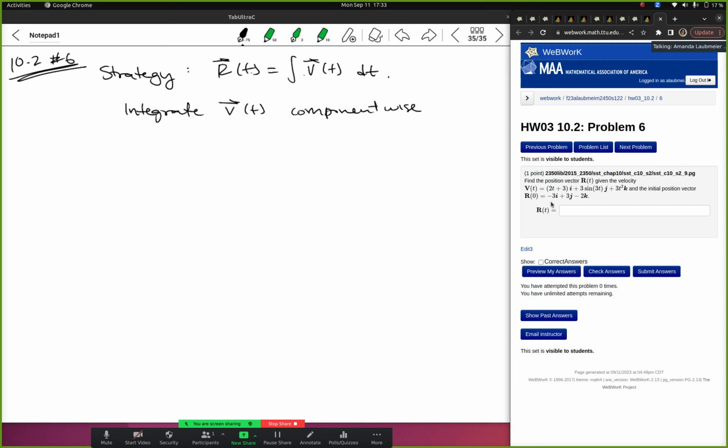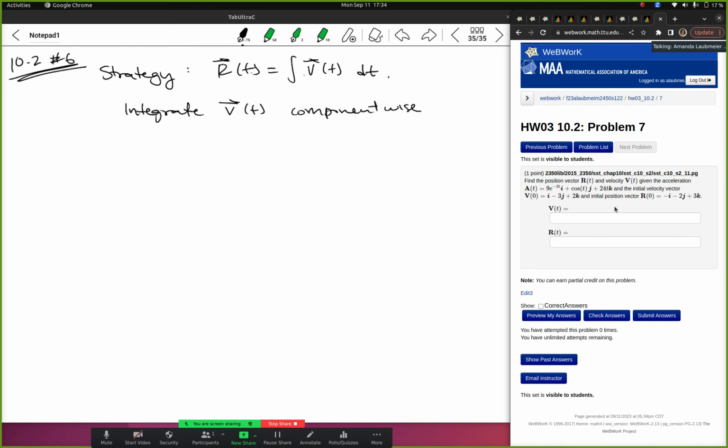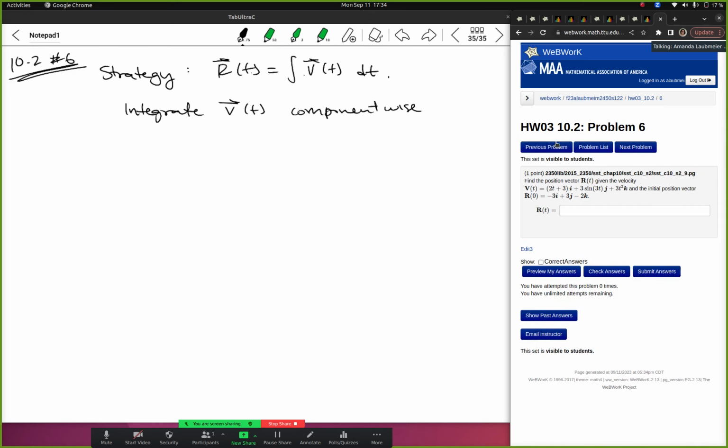So we're just going to integrate v of t component-wise. And this one doesn't have any weird integrals. I thought there was one where you had to do a u sub. Messed up. I guess I was thinking about a different homework. Anyhow, so this integral should be pretty straightforward.